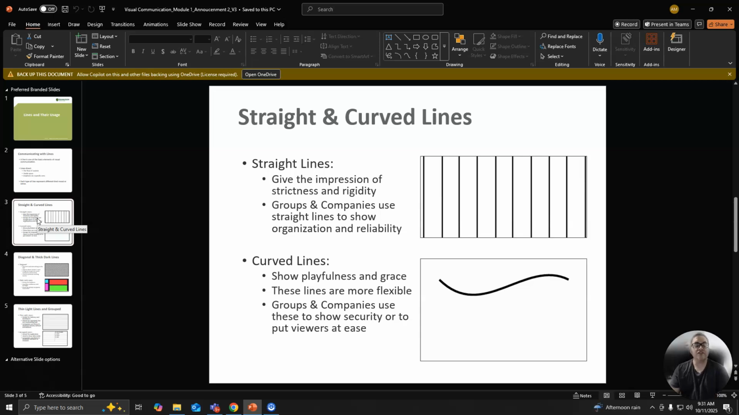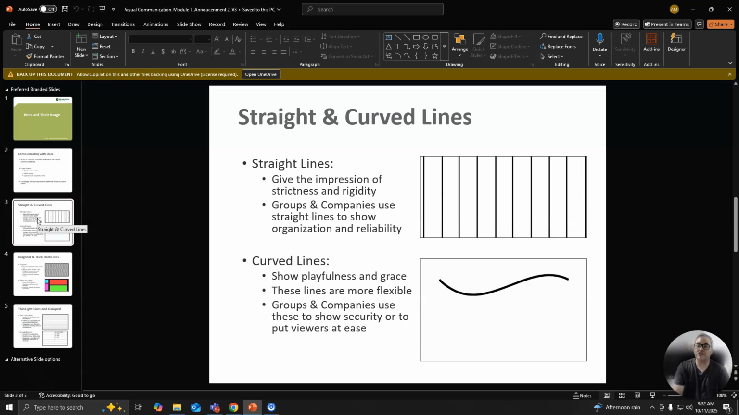Now, curved lines also show a type of trust, but in more of a playfulness and graceful style of way. These lines are a lot more flexible, so they change directions, create the flow. They're a lot more fun in how they're usable. So groups and companies tend to use these to show security, not from a trust perspective of consistency, but from a trust perspective that anything can kind of go. They can be free flowing. It's fun.